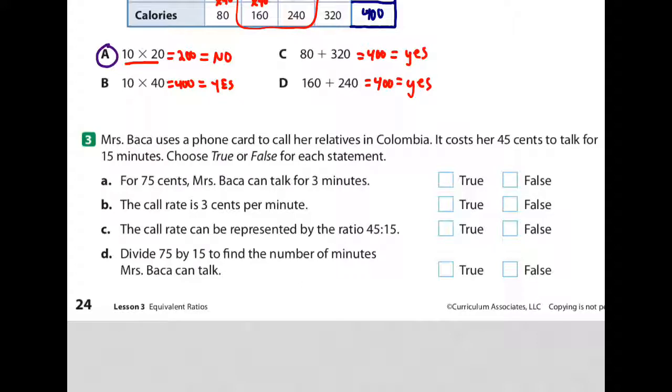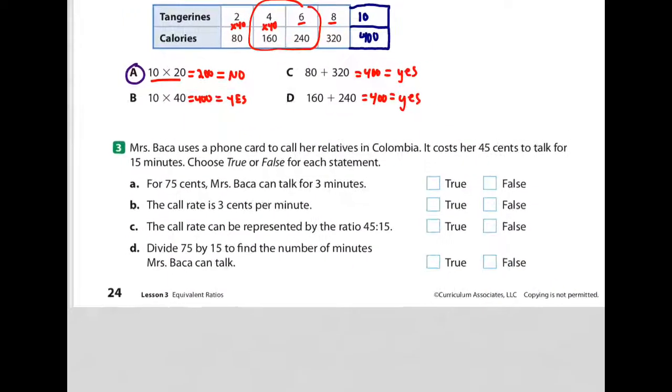All right, 3. It says, Mrs. Baca, nice name, uses a phone card to call her relatives in Colombia. It cost her 45 cents to talk for 15 minutes. Choose true or false for each statement. Okay. So let me first do a little bit of work for this. Before I even read the choices, it says it cost her 45 cents to talk for 15 minutes. So what I'm going to do is I'm going to actually make a little ratio table.